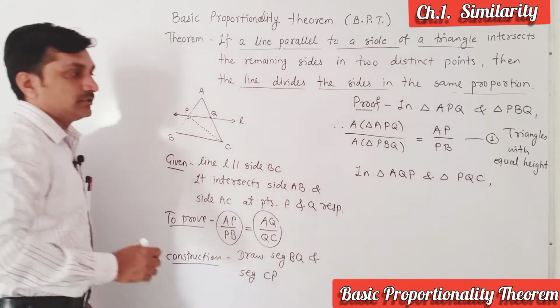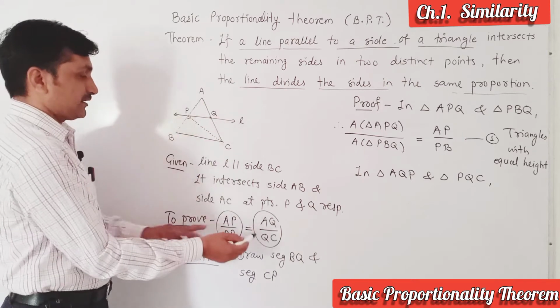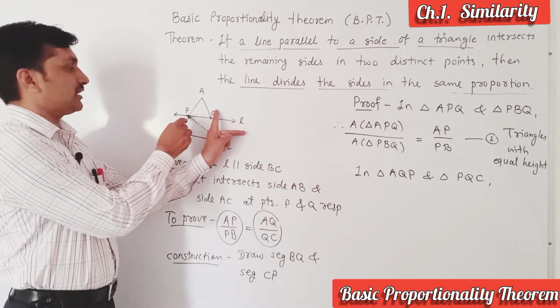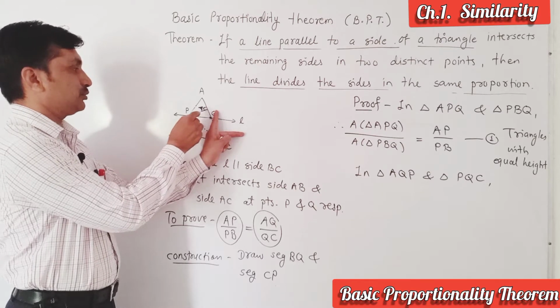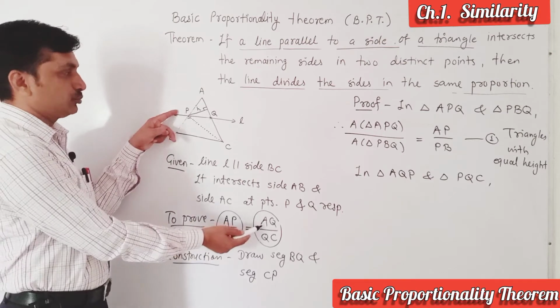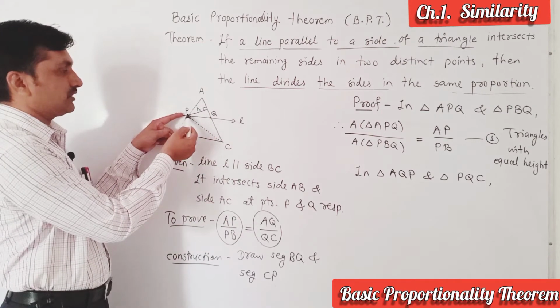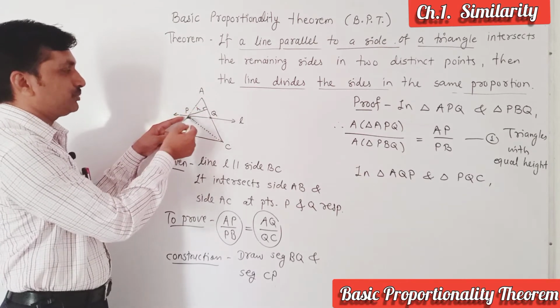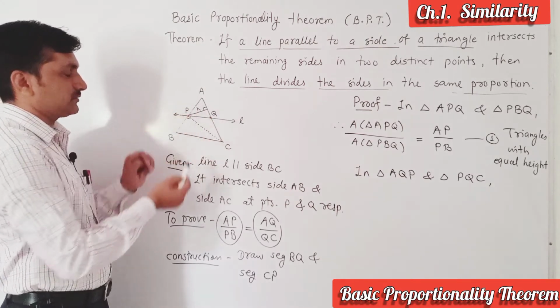Now AQP. We want base AQ, then what is the third vertex? P. Then the height will come perpendicular from P. Here the height is drawn from P because we want AQ as base. AQ is the base, P is the third vertex, and the height is drawn from P. So the base of AQP is AQ and H is the height.